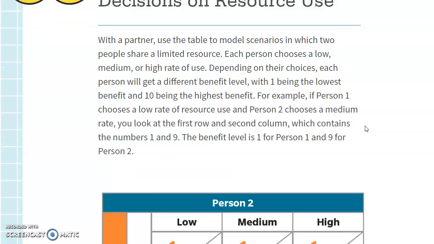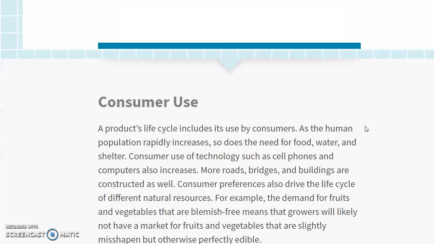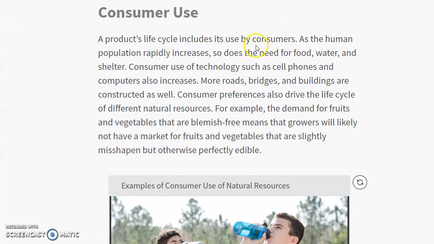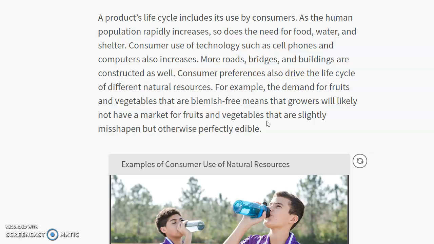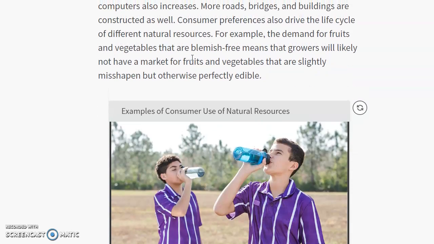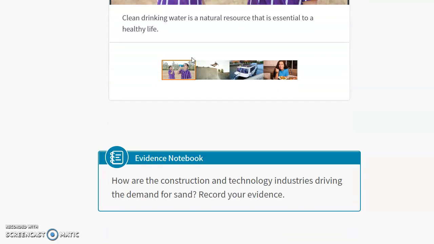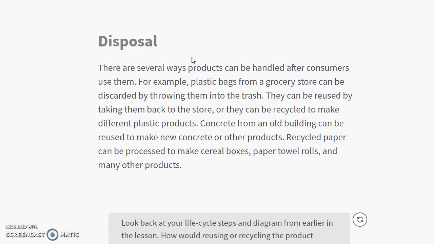Okay, remember the hands-on lab we're not doing because you're online right now. So I'm going to skip through, just as you're doing. Now we're on consumer use. The life cycle includes the use of customers. So that's why we need a lot of food, a lot of water, a lot of shelter, bridges, roads, buildings, because there's a lot of humans now. So there are different ways that you can handle different products after a customer uses them. A lot of us use plastic bags, which can be thrown in the trash, or you can just reuse them.